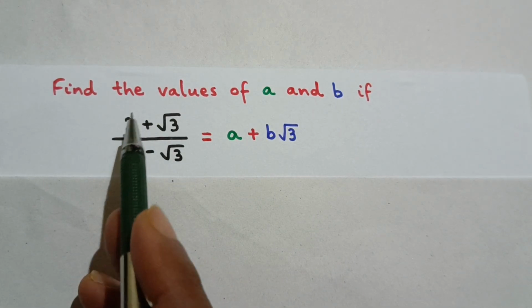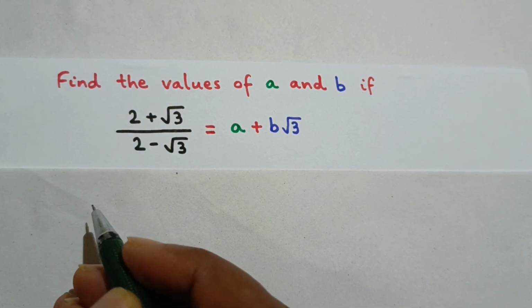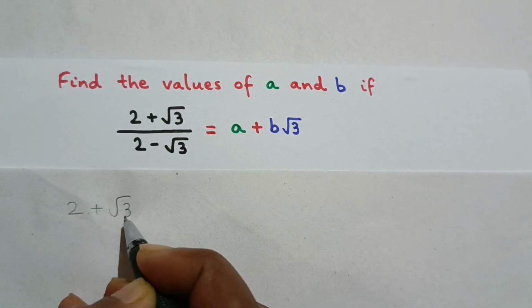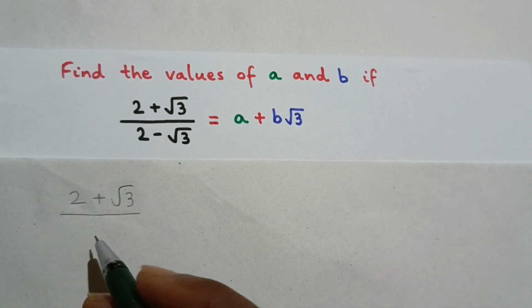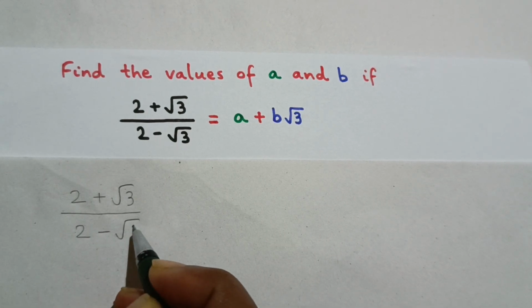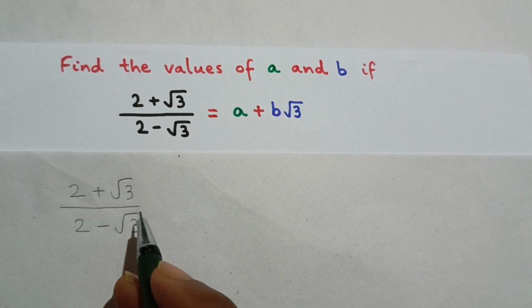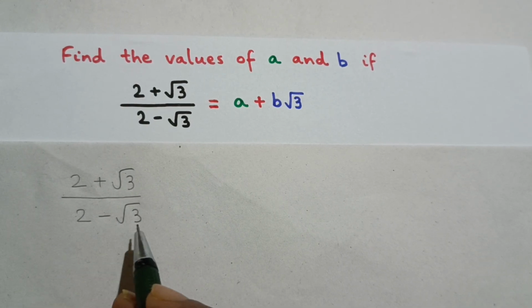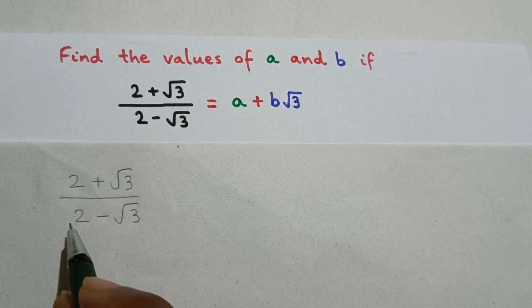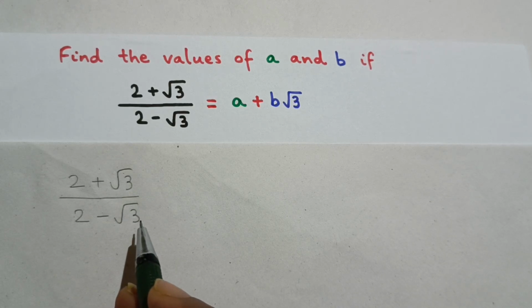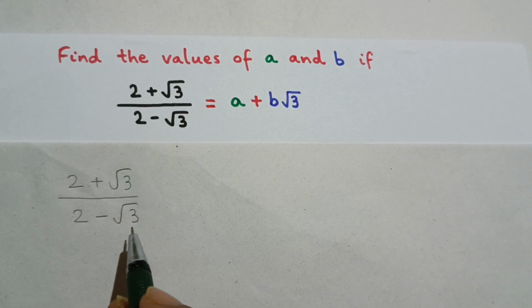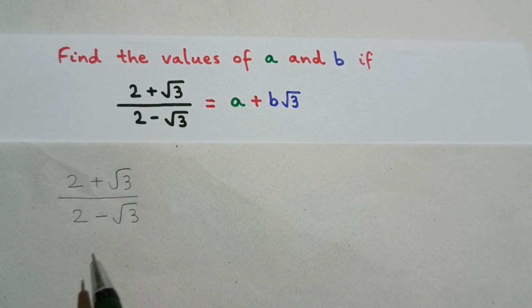So let us rationalize the denominator of this expression. I will write down this expression: (2 plus square root of 3) upon (2 minus square root of 3). The denominator is 2 minus square root of 3 and it is an irrational number. So I will convert this irrational denominator into a rational denominator. For that, I will do rationalization of the denominator of this expression. So let us do it.